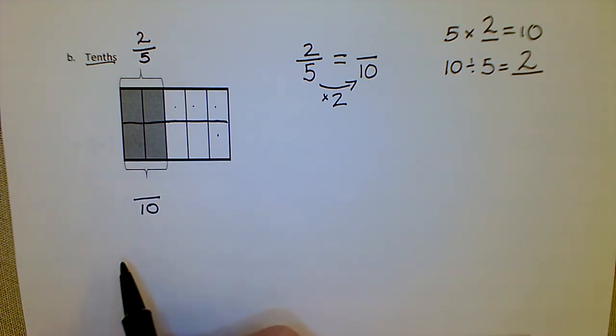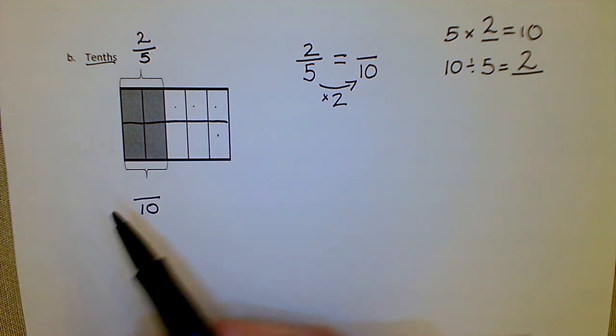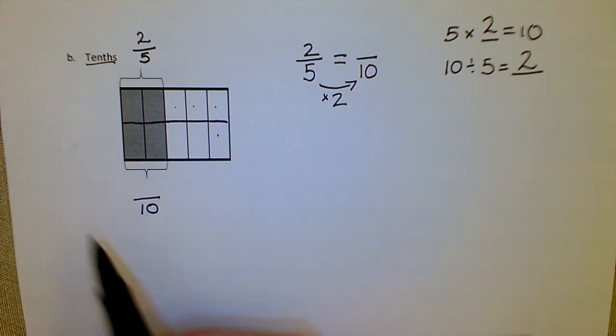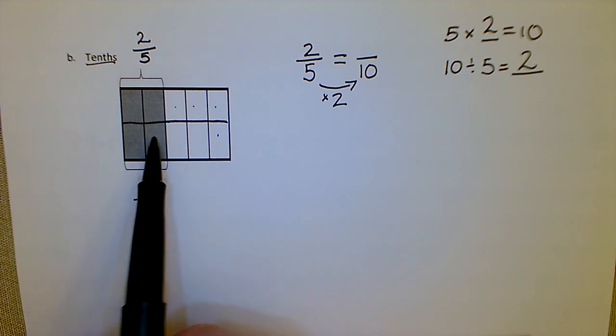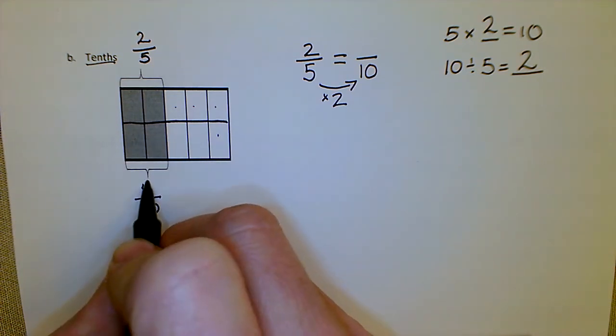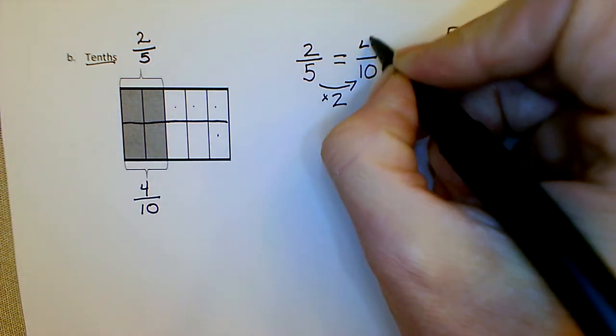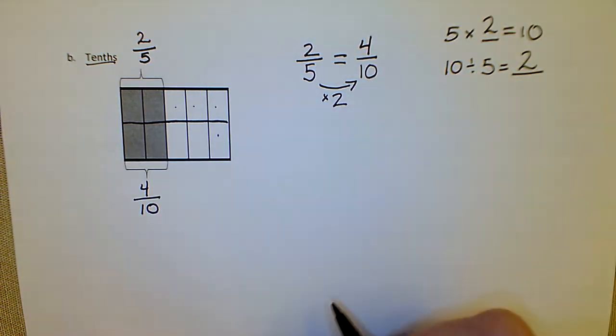Now my numerator is the number that I have, it's the number of pieces we have, or parts that we have, or it's the number of shaded pieces, because that's how we represent what we have. And in this case, we have 1, 2, 3, 4. So now I know that 2/5 is equivalent or equal to 4/10. It's just a different way of cutting it up.